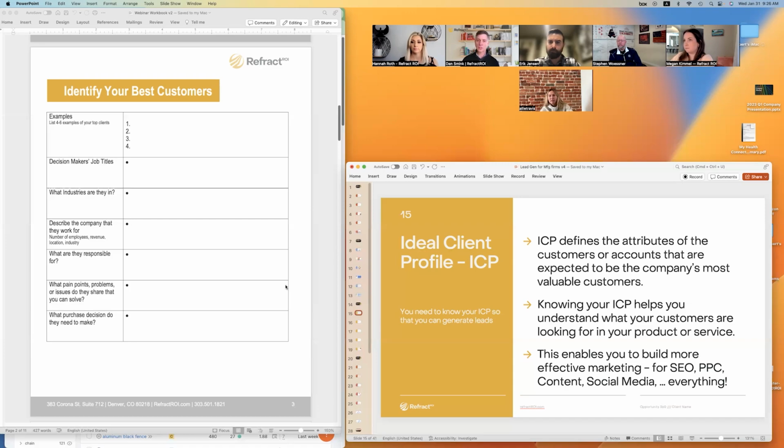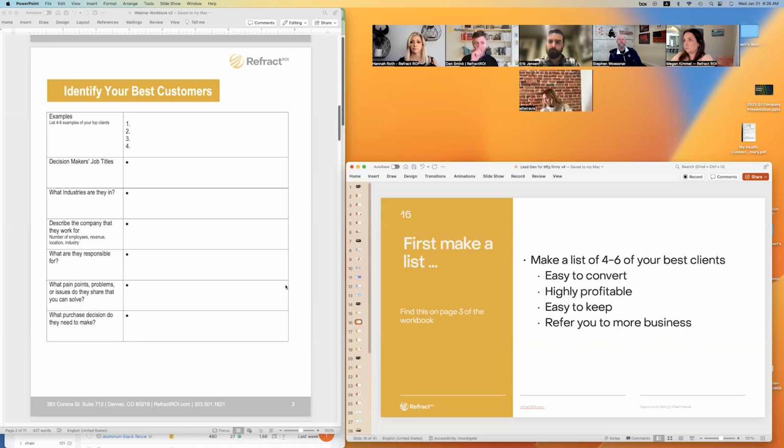So that's what we're going to start with today. I want you to think about, and then type in, a list of 4 to 6 of your best clients that you have today. Okay? What is an ideal client? It's somebody that's easy to convert. They're highly profitable. They're easy to keep, so they come back and buy from you again and again and again, and they refer you more business. Okay?